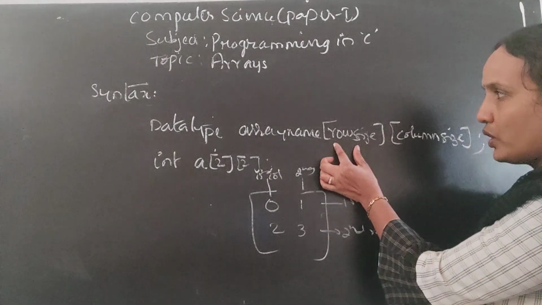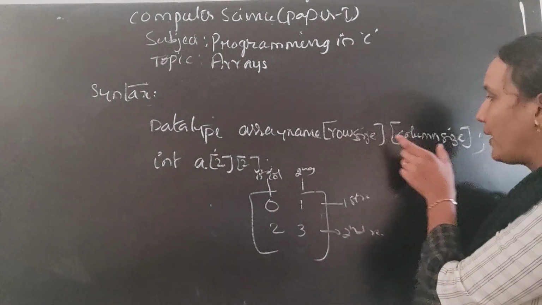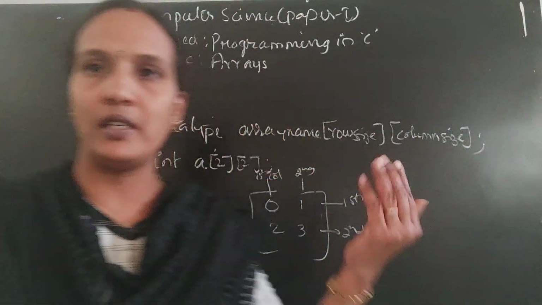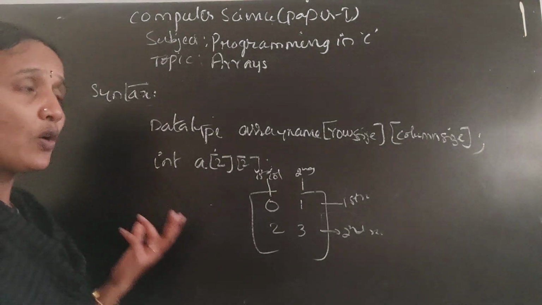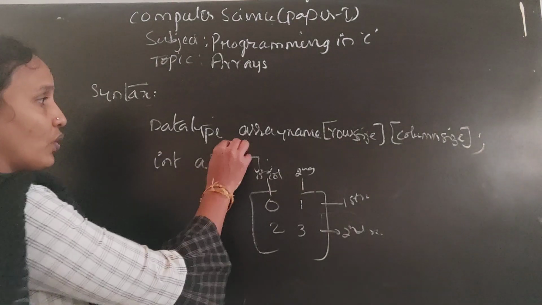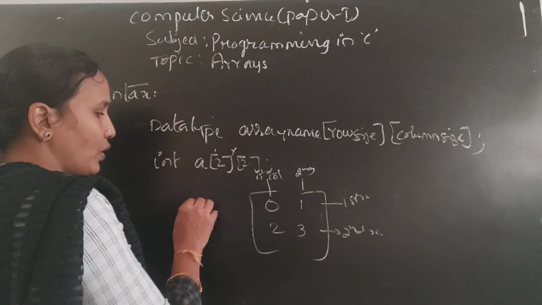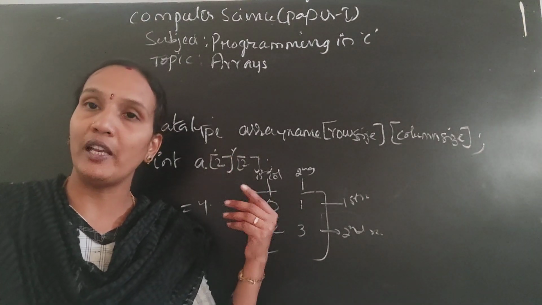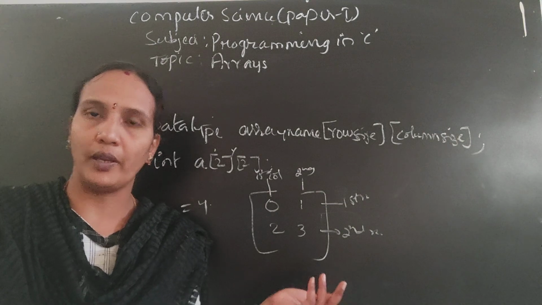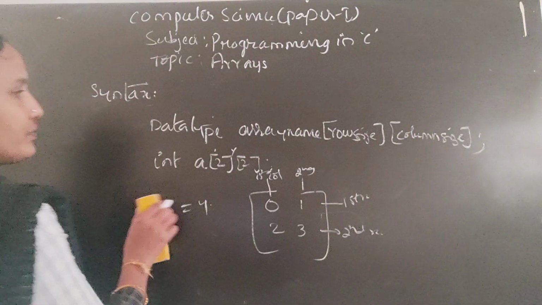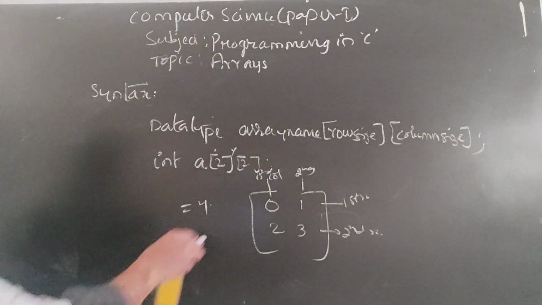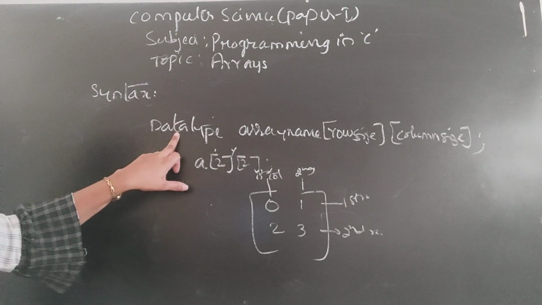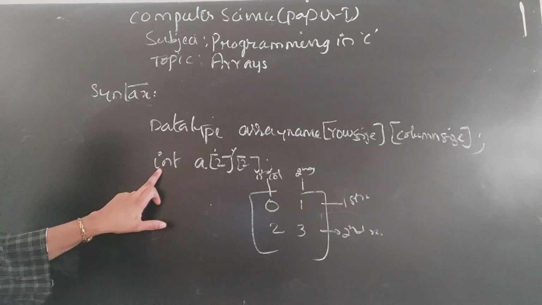Meaning, how many rows you want, you give in the row size, and how many columns you want, you give in the column size, in the second subscript. So the total number of elements you need to give is 2 into 2. Total 4 elements, meaning rows into columns. That many elements you need to pass. Okay, so here you take a screenshot of this. This is called the syntax for array declaration, and this is an example.